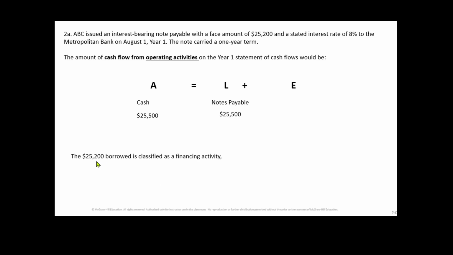Okay, so the 25.2 borrowed is classified as a financing activity. Not an operating activity. So when you borrow money, that's something that on the cash flow statement is going to be in a financing activity. It's not an operating activity. So the amount of cash flow from operating activities for year one is nothing. It doesn't apply because this is a financing activity. So that's trying to test your knowledge of financing versus operating activities. And so no interest is paid in year one, therefore no cash flow related to the interest. So this was a financing activity, and there was no cash flow related to interest. That's the answer we're looking for here.